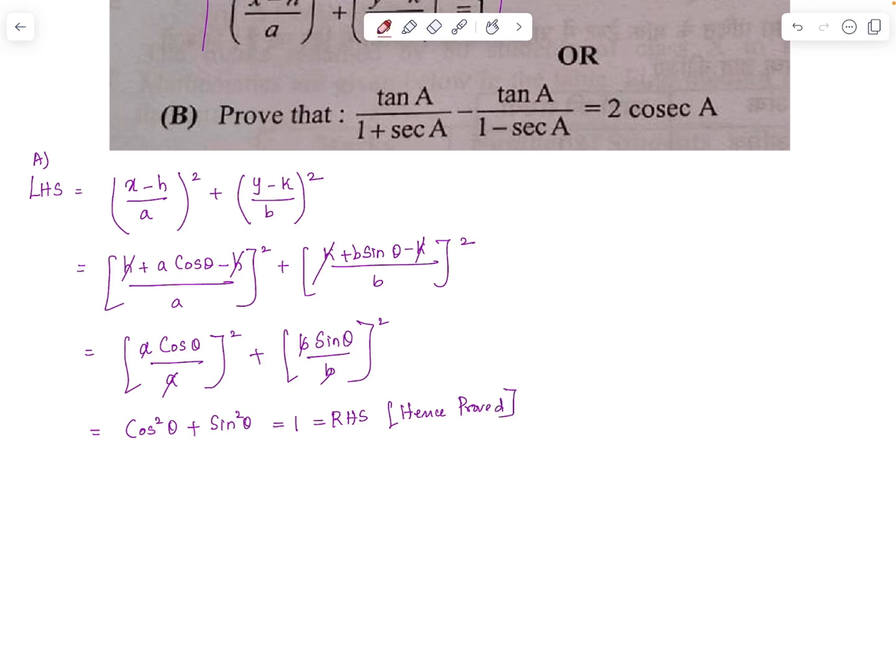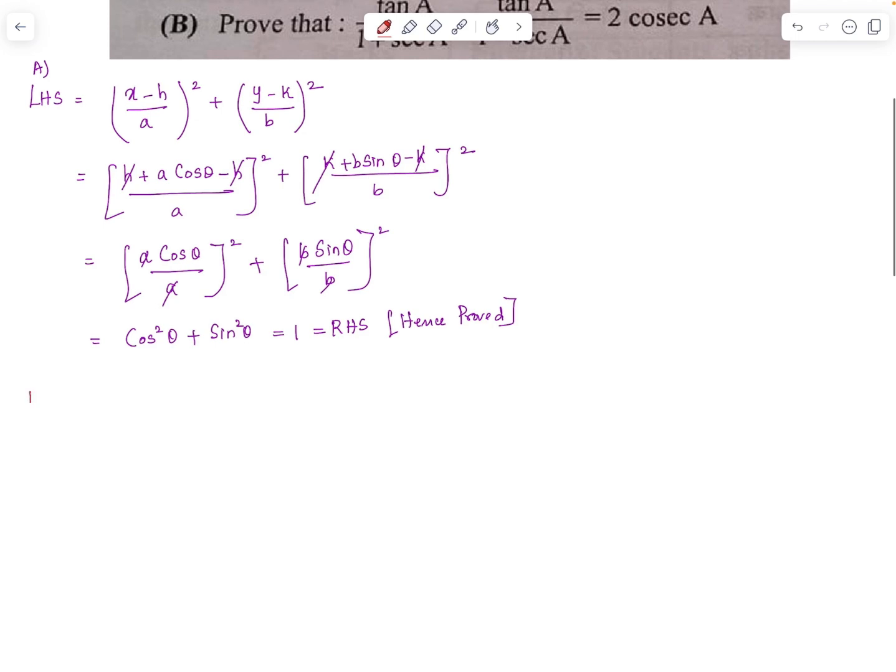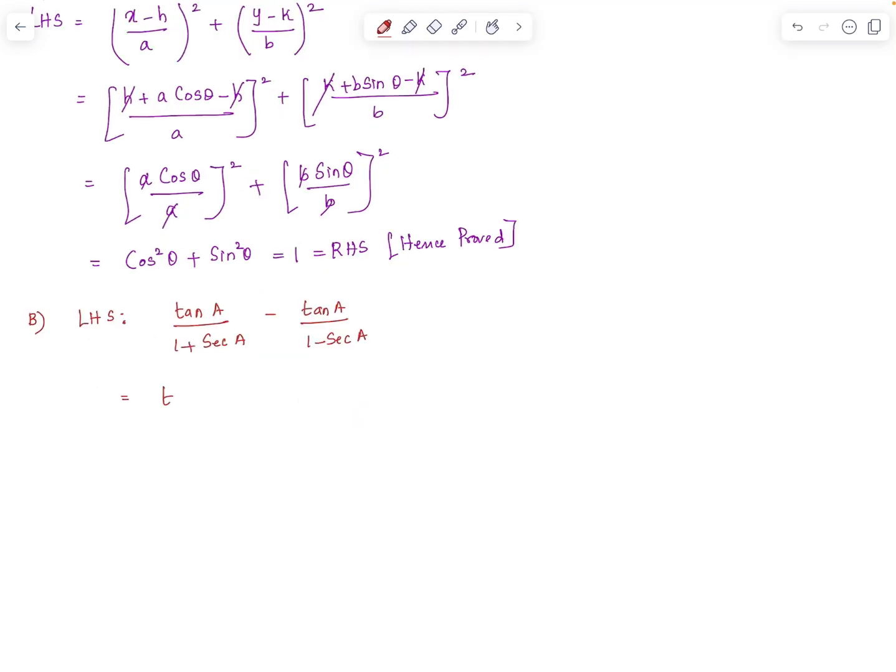Part B says prove that tan A upon 1 plus sec A minus tan A upon 1 minus sec A is equal to 2 cosecant A. Again here also let's take the LHS of the given statement. The LHS is tan A upon 1 plus secant A minus tan A upon 1 minus secant A. Taking the LCM, we get tan A into 1 minus sec A minus tan A into 1 plus sec A upon 1 plus sec A into 1 minus sec A.